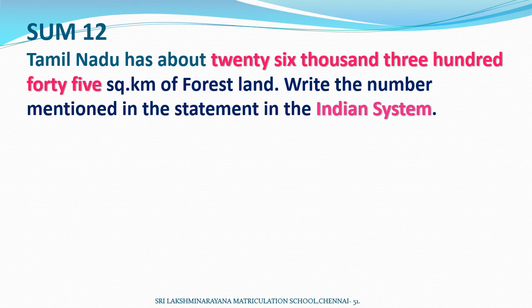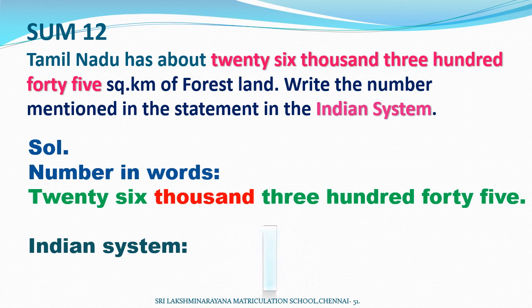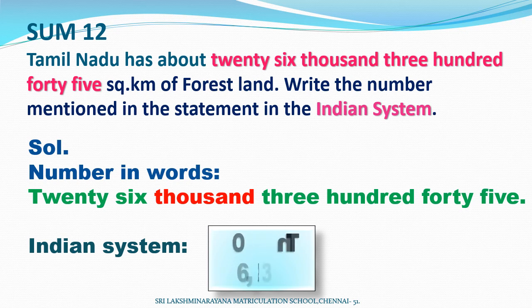So what is the period given? Thousand. So what will be the next period? Ones. So the 2 periods are thousand and ones. How many thousands is it given? 26. So 26,345. So this is the numeral.